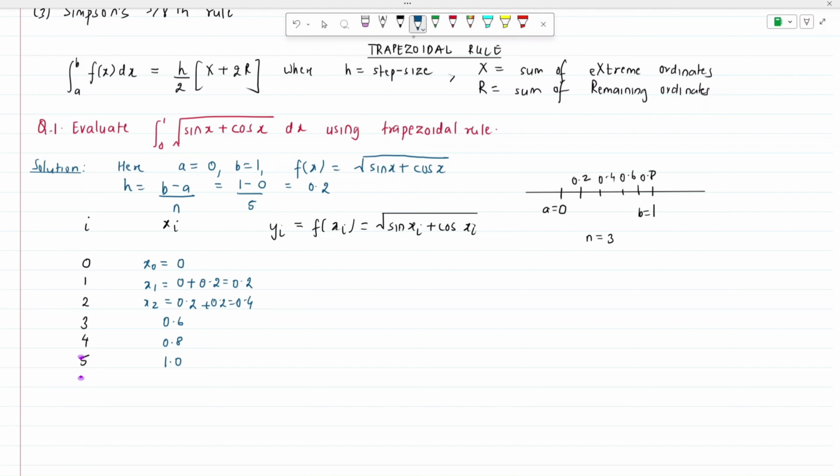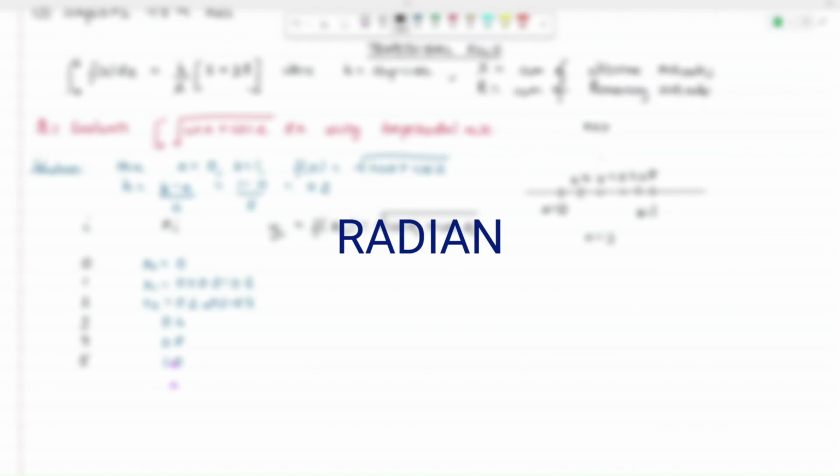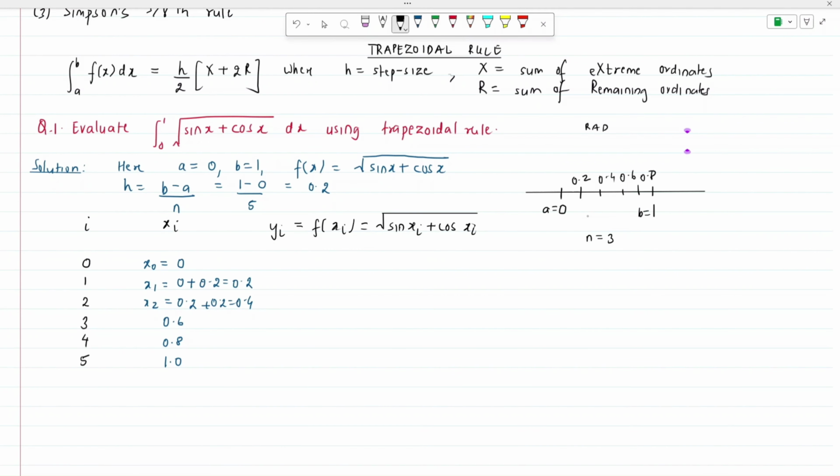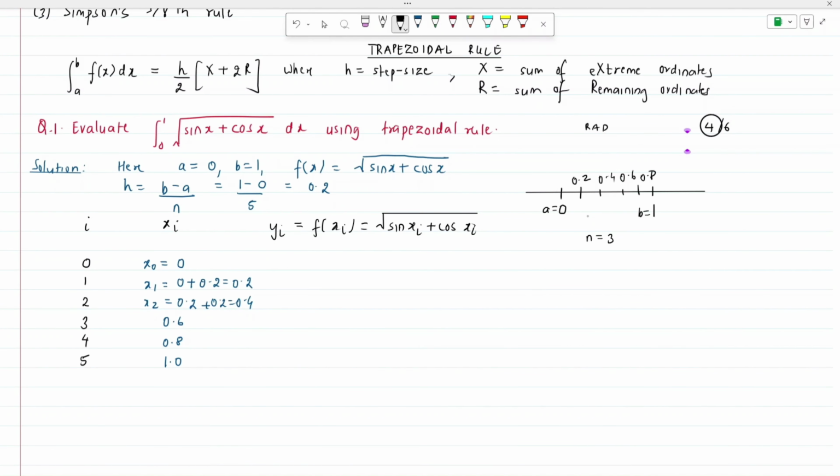Now, two things. One, since the integrand is in terms of trigonometric ratios, it is advisable to set your calculators to radian mode. And second, since the number of decimal places is nowhere mentioned in the question, you can recall what your instructor has told you. I prefer to take either 4 or 6 decimal places. In this case, I'll go for 4. So these two settings you should make on your calculators before you even start solving the numerical.